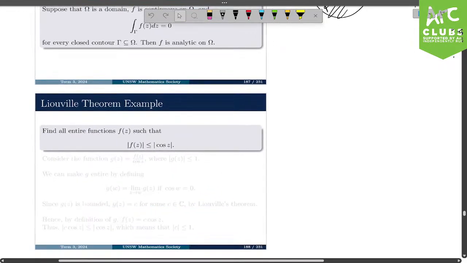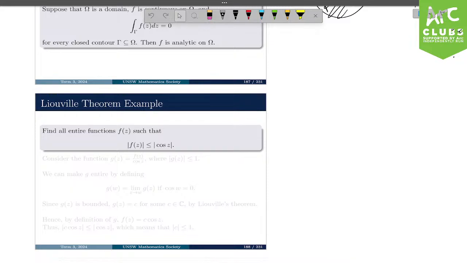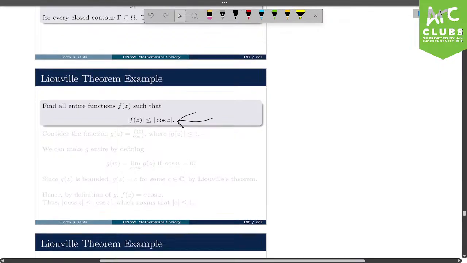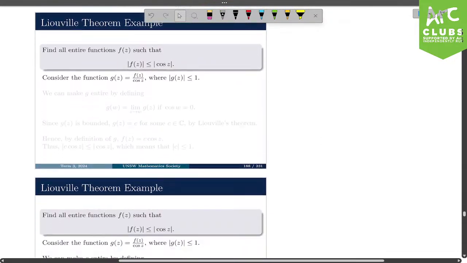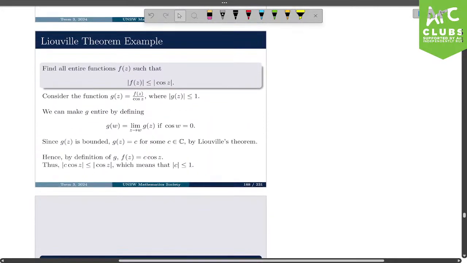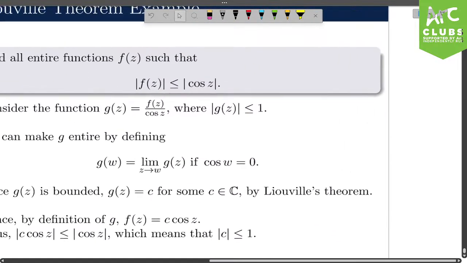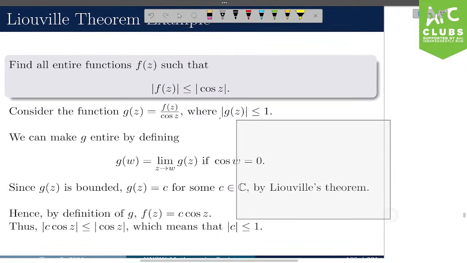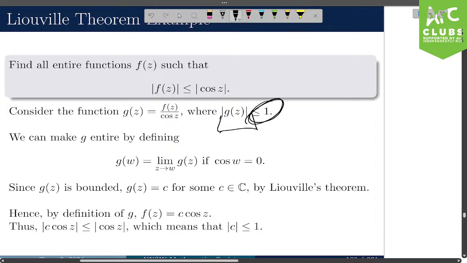But we will continue. So let's find all entire functions f of z such that the magnitude of f of z is less than or equal to cos of z. So, well, that's kind of crazy. We have an entire function that is bounded by cos of z. So, how do we take this? What do we think about this? We go ahead and we need to consider the function of the division. So now we can say that g is a function that is definitely bounded.